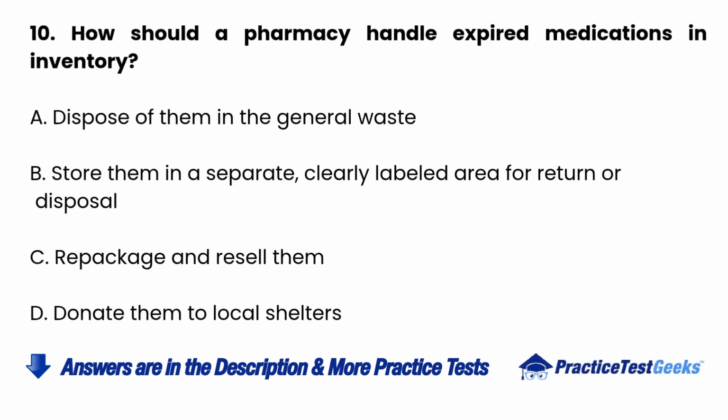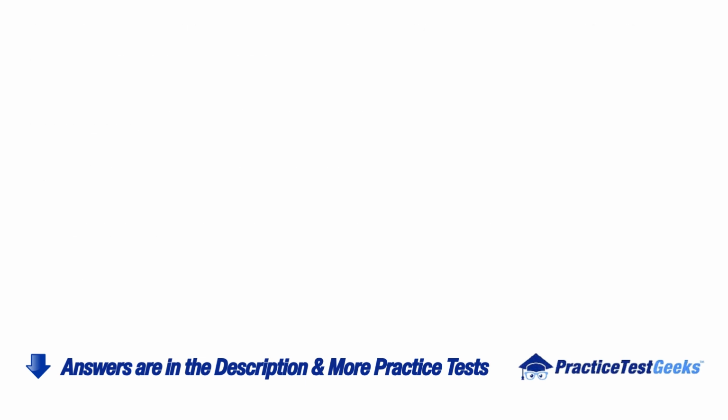10. How should a pharmacy handle expired medications in inventory? A. Dispose of them in the general waste. B. Store them in a separate, clearly labeled area for return or disposal. C. Repackage and resell them. D. Donate them to local shelters.